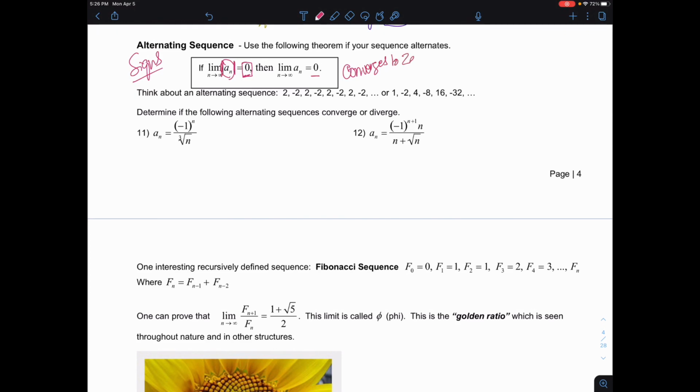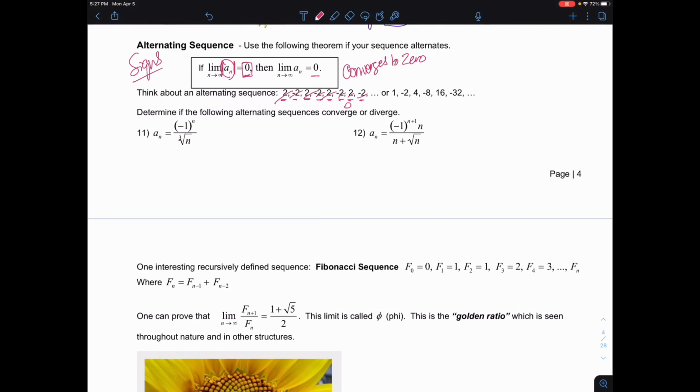to 0. So if we get 0 when we're doing the limit as n goes to infinity, then it converges to 0. Otherwise, it diverges. Any other value, it's going to diverge. Okay? So let's look at just a couple of quick examples. I have 2 and negative 2 and 2 and negative 2 and so on. So you can see these are all going to cancel out and this thing's going to converge to 0.